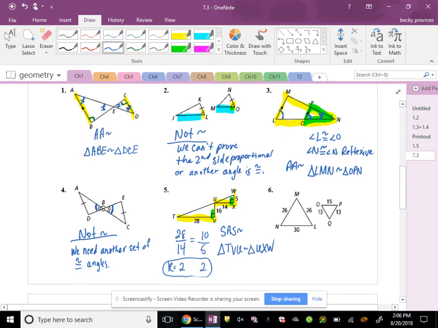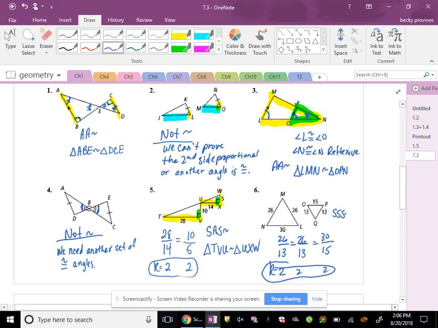Okay, last one here. I don't see any angles listed, so I just see side lengths. So let's test the sides. There are 3 sides here. The 26 corresponds with 13. The 26 corresponds with the 13. And the 30 with the 15. Now, what's the scale factor? They're all 2. So are they proportional? Sure, they're proportional.